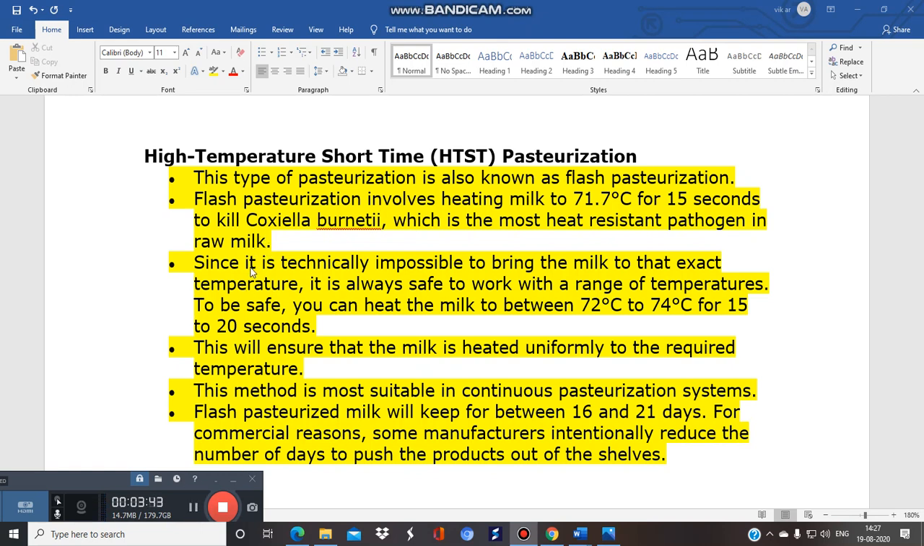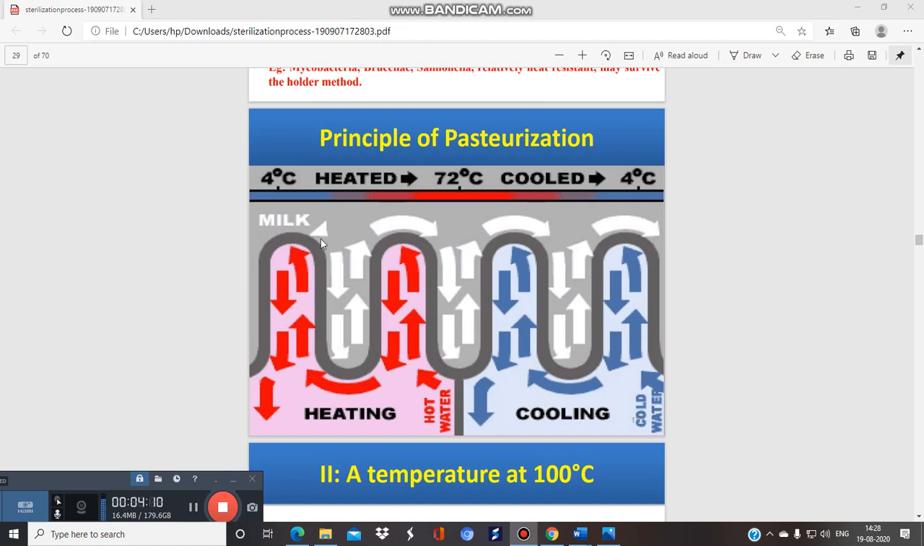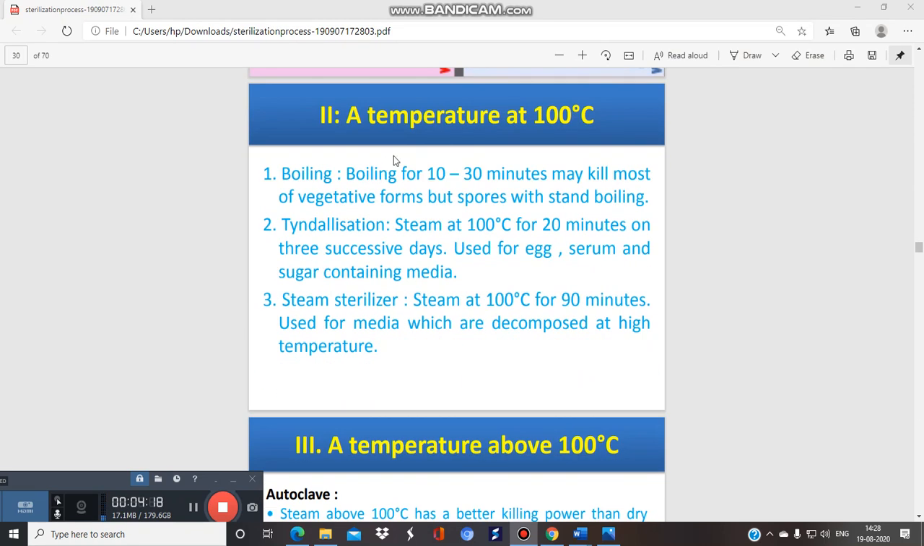Okay. So as we know, it is impossible to bring the milk to that exact temperature. So it is always safe to work with a range of temperature, that is between 72 degrees Celsius and 74 degrees Celsius for 15 to 20 seconds. And this will ensure that milk is heated uniformly to the required temperature. And this method is most suitable for continuous pasteurization systems. Just see this diagram: 4 degrees Celsius, the standard temperature of milk, then it was heated, HTST is done, then again cooled.